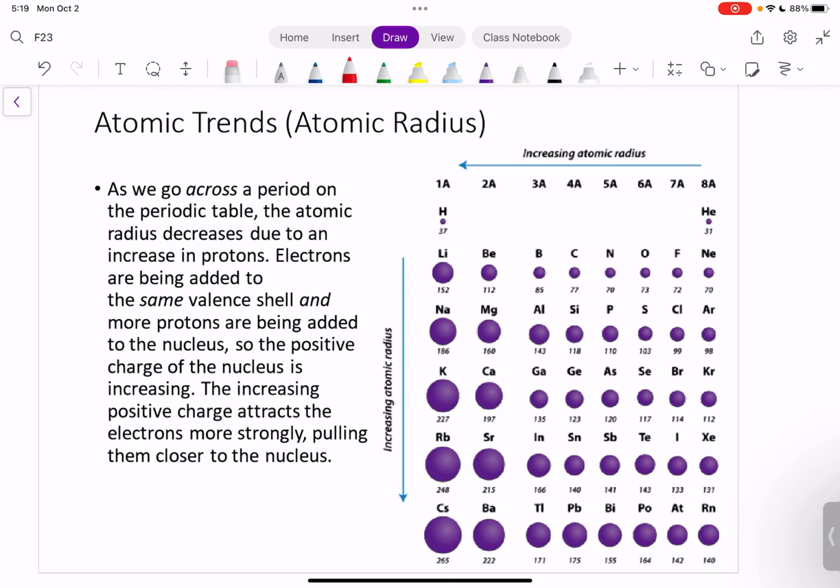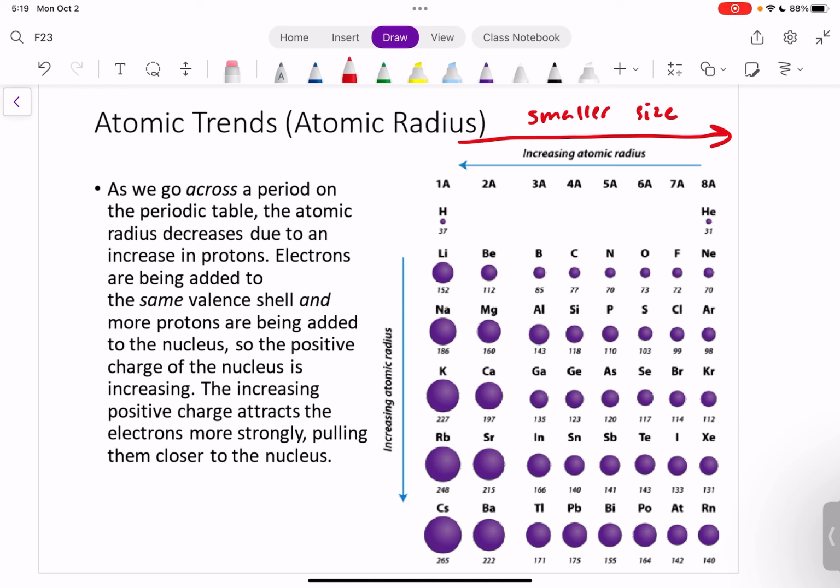All right, so as we go across a period on the periodic table, going this way to the right, and I'm actually redrawing that arrow there, so I'm thinking of it kind of backwards. There's a reason. As we go across a period on the periodic table towards the right, the atomic radius is actually going to decrease. So we're going to get smaller as we go right on the periodic table.